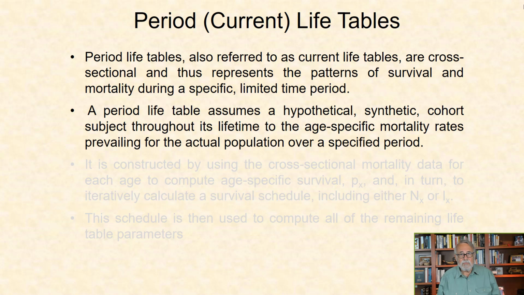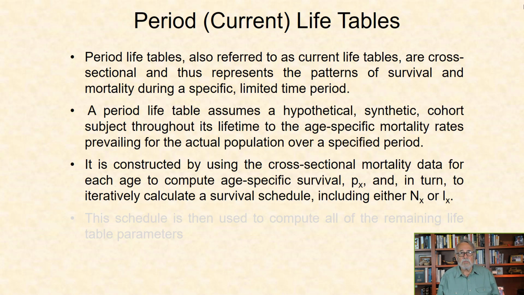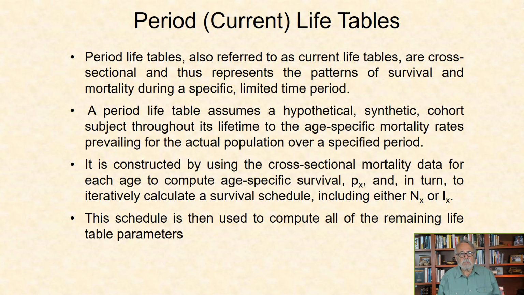The period life table is constructed using cross-sectional mortality data for each age to compute age-specific survival px, and in turn to iteratively calculate a survival schedule including either nx or lx. This schedule is then used to compute all of the remaining life table parameters.